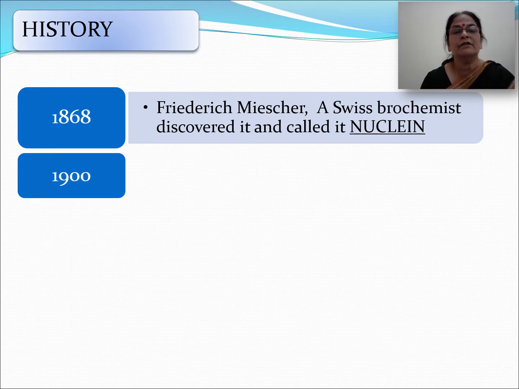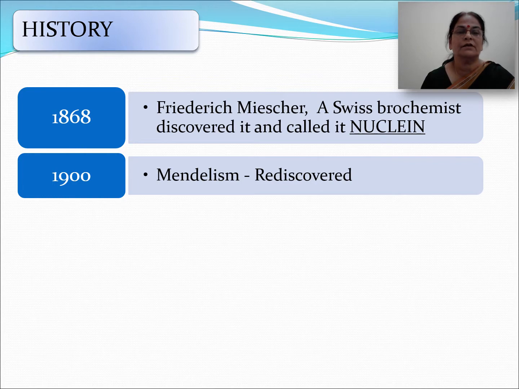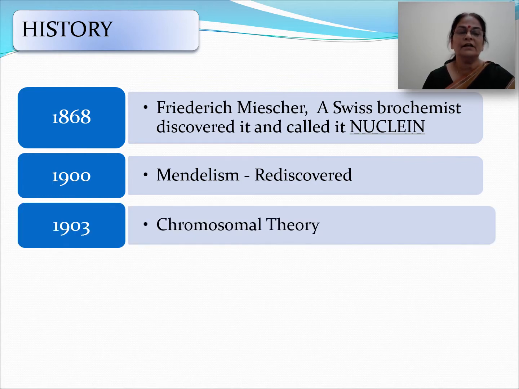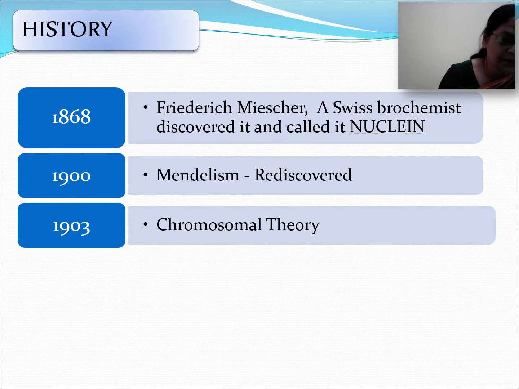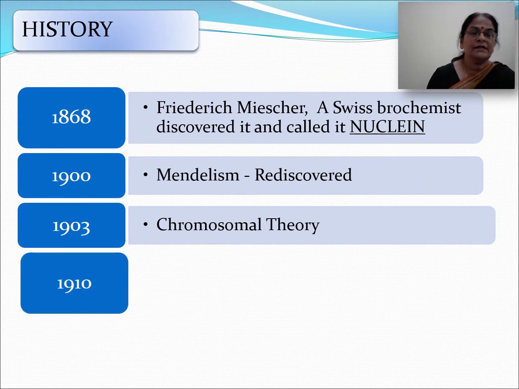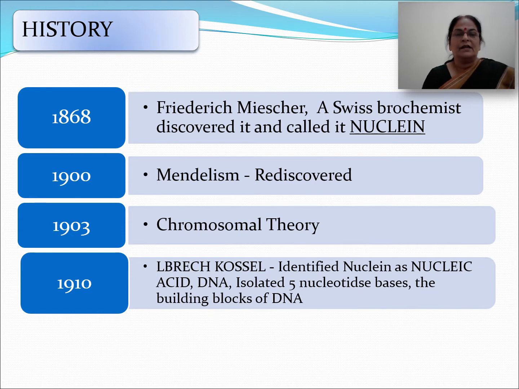Then comes an era when Mendelism was rediscovered. Then in 1903, the chromosomal theory came into existence by Sutton and Boveri. 1910, Albrecht Kossel identified nuclein and he gave the name nucleic acid. Moreover, he isolated five nucleotide bases which are building blocks of DNA. For this, he was awarded the Nobel Prize.